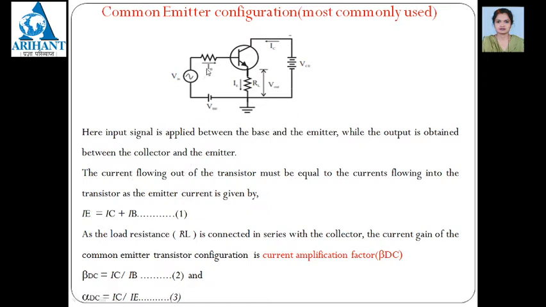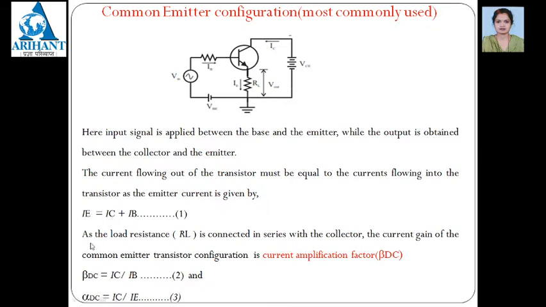The current flowing out of the transistor must be equal to the current flowing into the transistor, as the emitter current is given by IE equal to the current through IC plus IB. This means whatever input you are giving should be distributed between IC and IB. IB is small, hence the maximum current flows through IC. So the equation is IE is equal to IC plus IB.